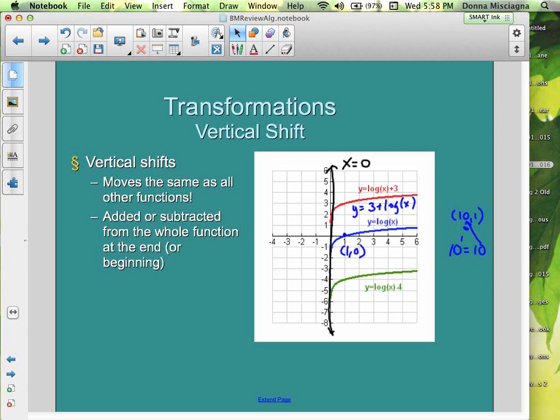If we subtract from this function, we're going to move the graph down. So we haven't changed our asymptote at all. It's still at x equals 0, because we're just moving it up and down. So just like the other functions, if you add a positive, it'll move it up. If it's negative, it moves it down.